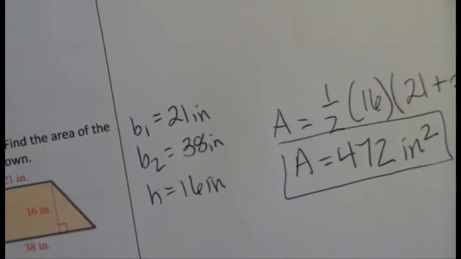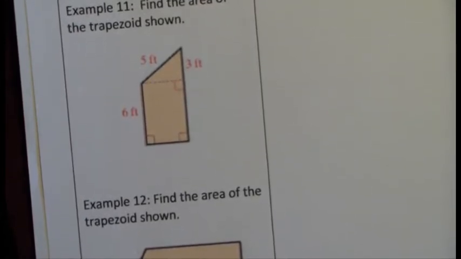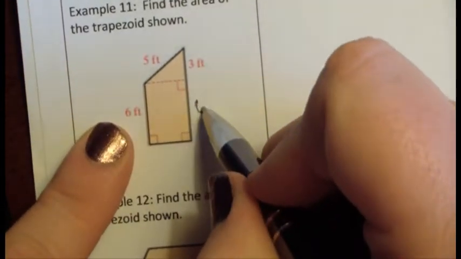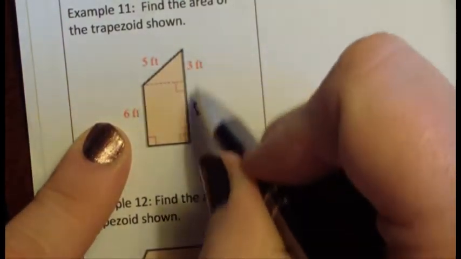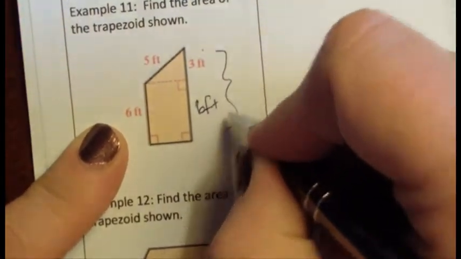All right. Find the area of the trapezoid shown. Okay, so this is a little bit of a different thing we have to do here because we're not given all of our sides. We do know our base 1 here is 6 feet. And then our base 2, we've got this part 6 feet, and then this part's 3, so 6 plus 3 is 9 feet. So base 2 is 9 feet.